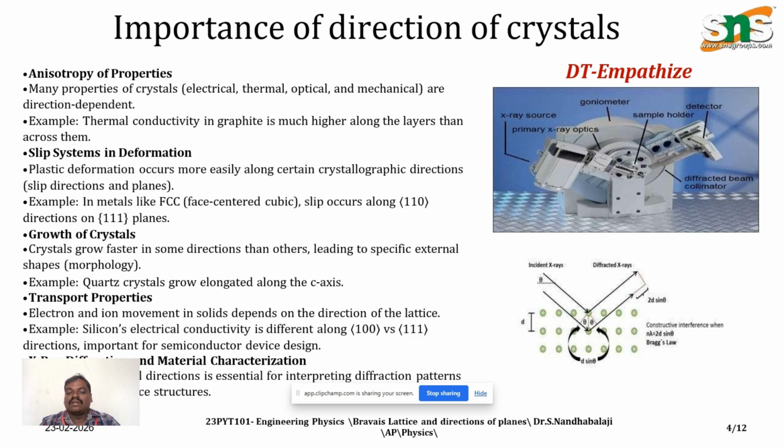Transport properties: electron and ion movement in solids depends on the direction in the lattice. For example, silicon's electrical conductivity is different along the 100 and 111 planes, which is important for semiconductor device design. X-ray diffraction and material characterization: knowledge of crystal direction is essential for interpreting diffraction patterns and determining lattice structures. The figure shows an X-ray diffraction pattern image.